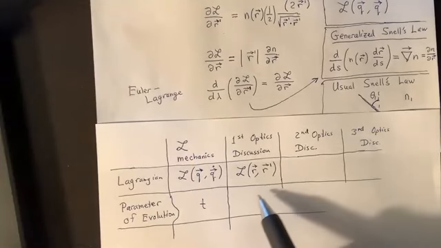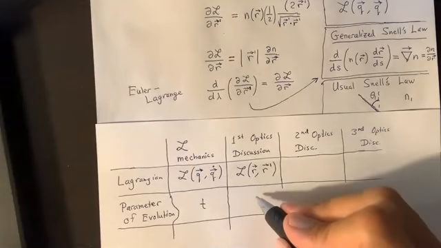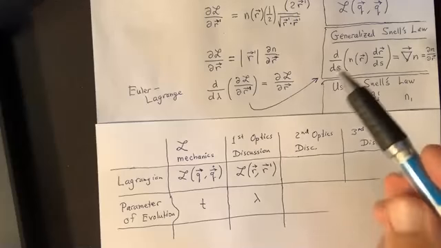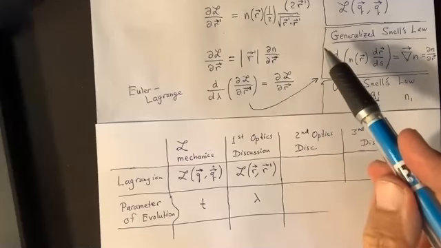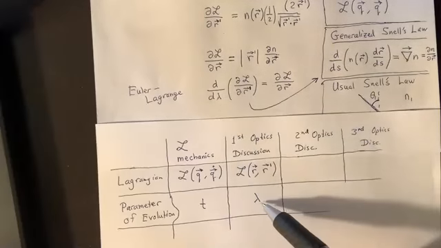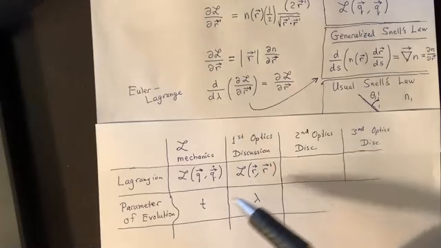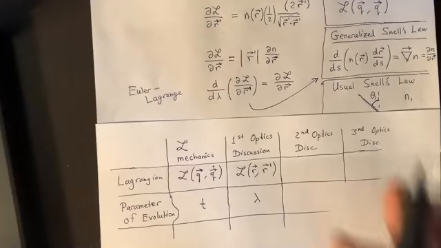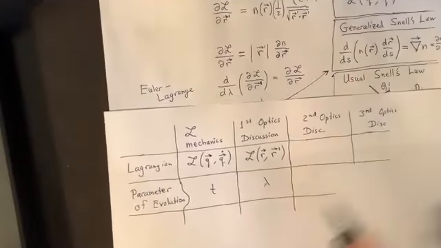Now for this first optics discussion, the parameter was lambda, okay? I just mentioned that it's useful as you look at these equations. Here's this d/d lambda, right? That's because lambda was our parameter of evolution. And it's useful to make this comparison. Here's the time t. Okay, what can we say about the velocity?